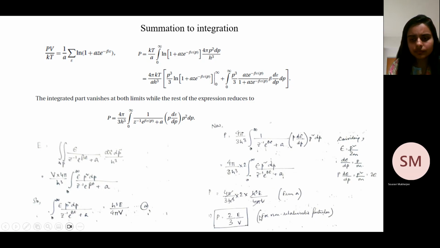While for something like photons, or maybe ultra relativistic particles, there you would see that pressure is related to 1 by 3 E by V, right? That comes from the fact that the energy is then given as p into c.